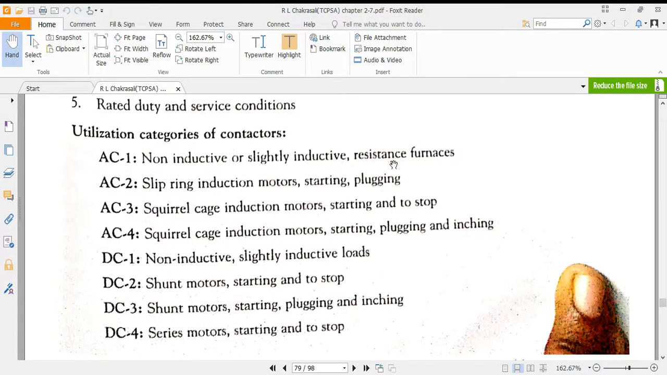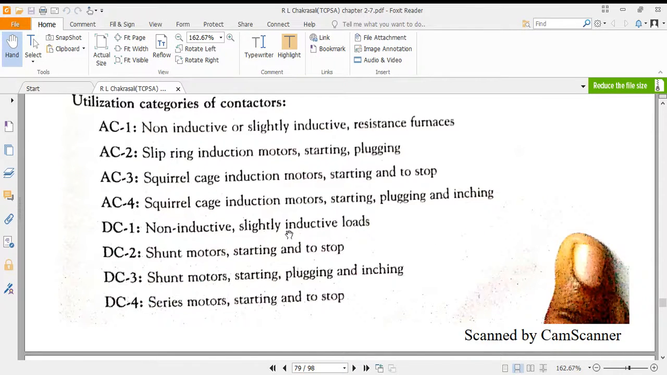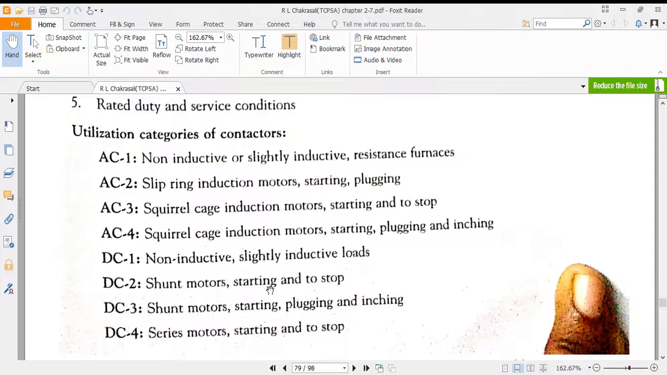Non-inductive or slightly inductive loads, resistance furnaces, slip ring induction motors, starting and plugging. Why are we using these contactors here? Because we need to make and break many a time. Squirrel cage induction motors, starting and stopping. Squirrel cage induction motors, starting, plugging and inching. Inductive loads, shunt motors and series motors. Here again and again we need to make and break the particular circuit, therefore we use contactors.